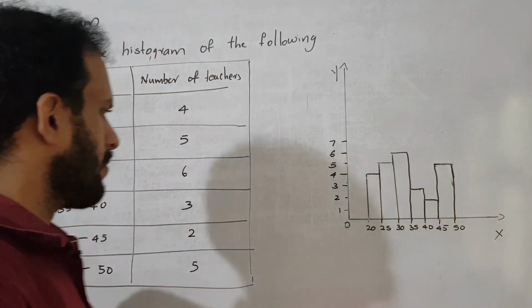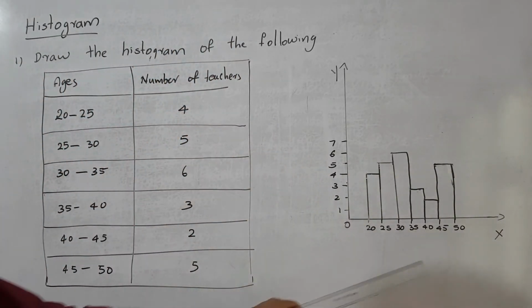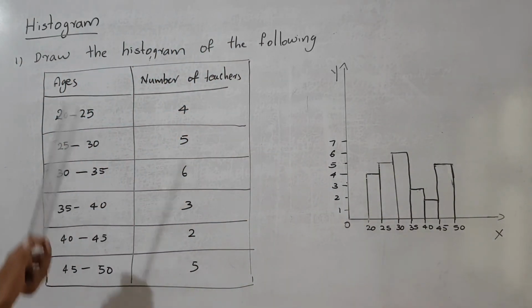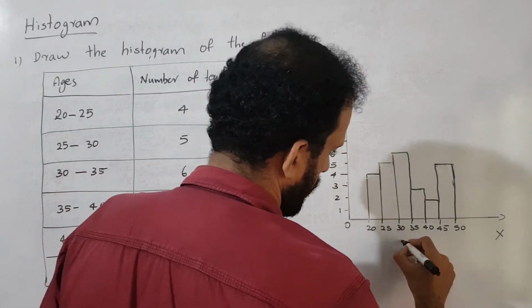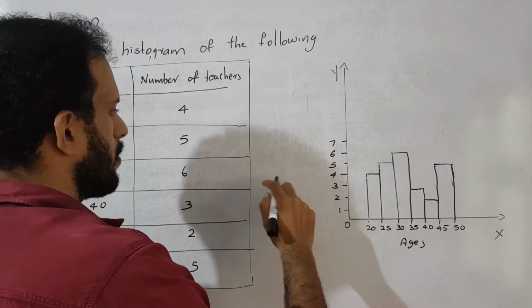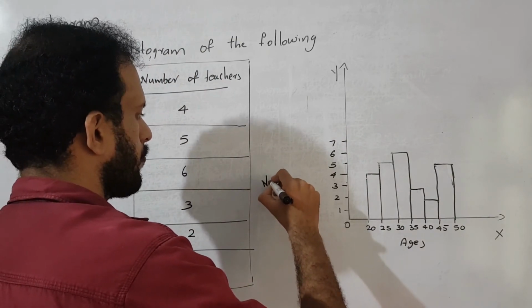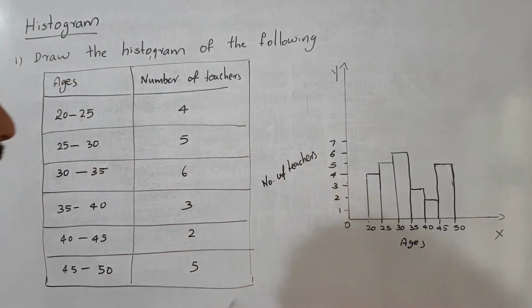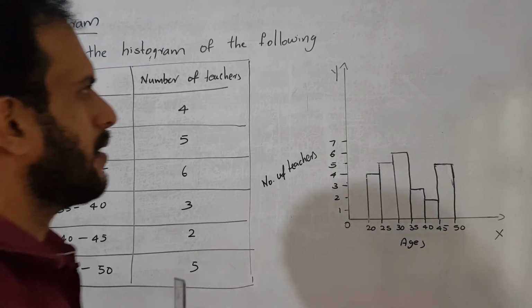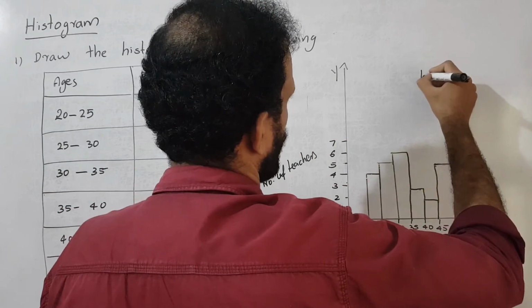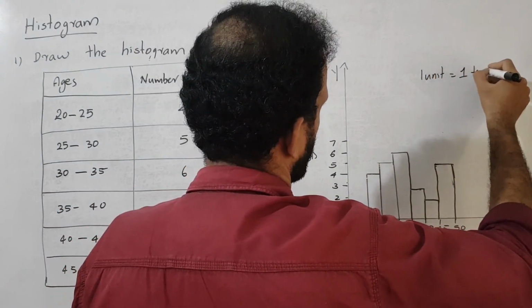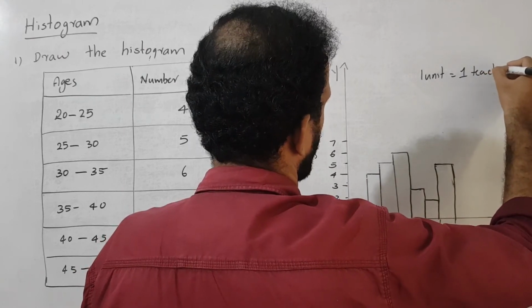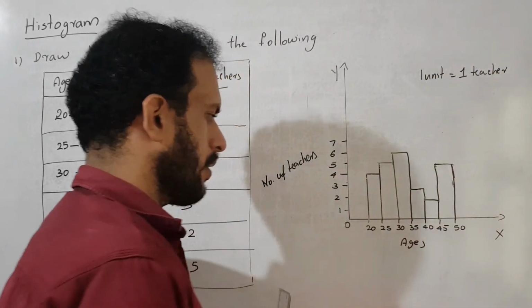Then what is next? What is this x-axis representing? The x-axis represents ages, so we write here ages. And what is this? This is the number of teachers. Then how many teachers does 1 unit represent? 1 unit represents 1 teacher. Then we write 1 unit is equal to 1 teacher.